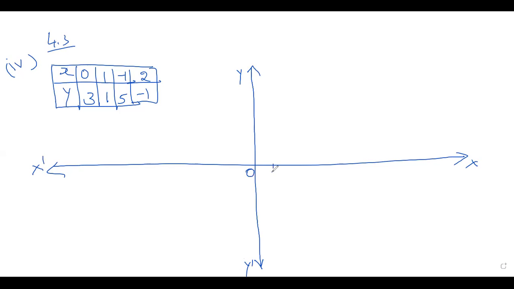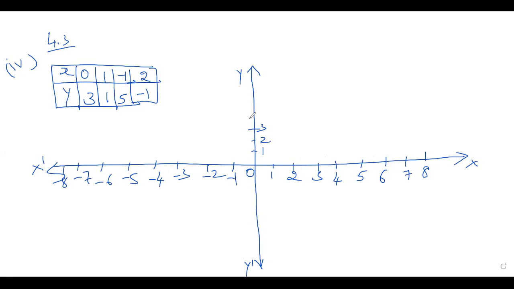This is the origin, 1, 2. Write positive numbers towards the right of the origin, negative numbers towards the left of the origin, -7, -8. And here positive numbers above the origin, 4, 5, 6, 7. Negative numbers below the origin on the y-axis, -7.